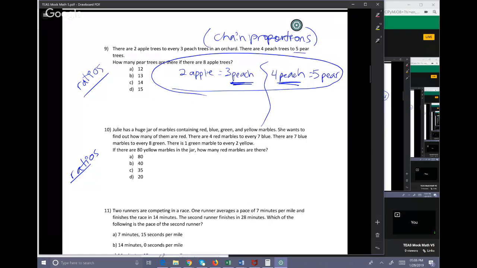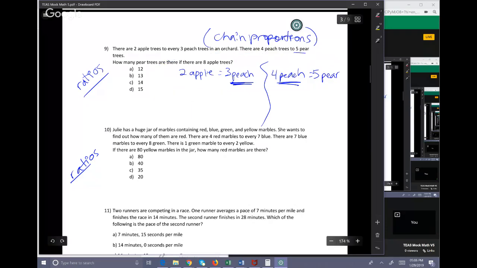There's no easy way to do this. The only way you can do it is start where you have additional information and then do proportions until you get to the unit that you want to be in. So what did they actually give us? They actually gave us apple. So I can't do anything with this over here because I only have apple. I only have knowledge of apple.